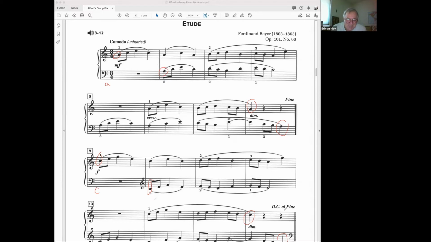So we start in A minor, we go to C major, and then we go back to A minor. And you can kind of feel it, Edison. You can kind of feel how sad and gloomy it starts. And then the feeling totally changes in measure 9 when the sun comes out and we go to major. And then the gloom returns.